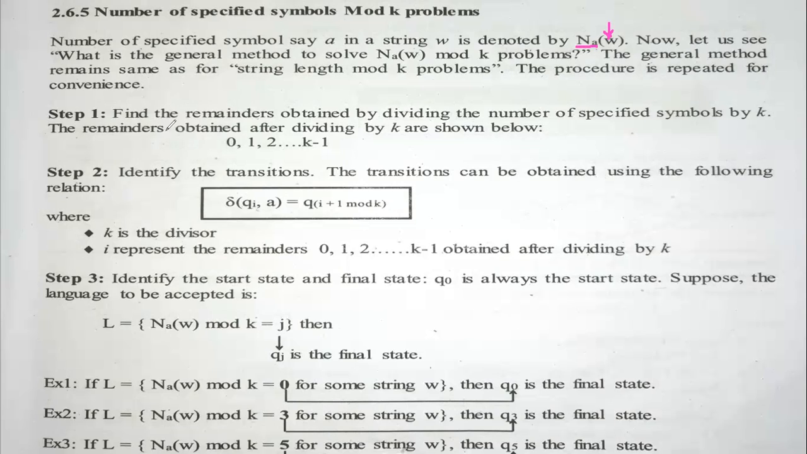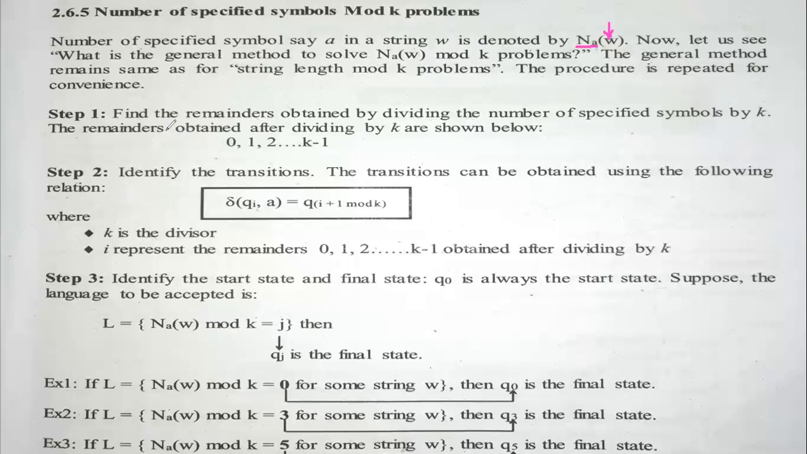The transition can be obtained using the following relation. The same formula we are using: delta of Qi, where i stands for a particular state, like 0, 1, 2 if the k value is equal to 3. Then we consider the alphabet we want to check, here exactly a, small a. If that is the case, then the transition will be q of (i plus 1) mod k.